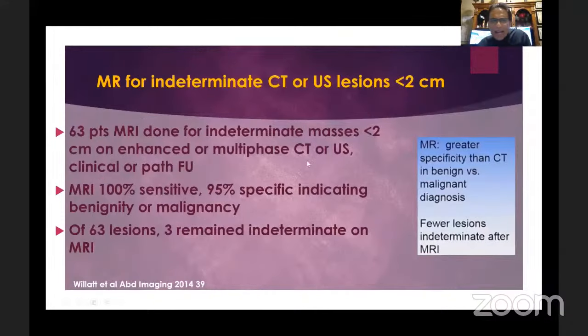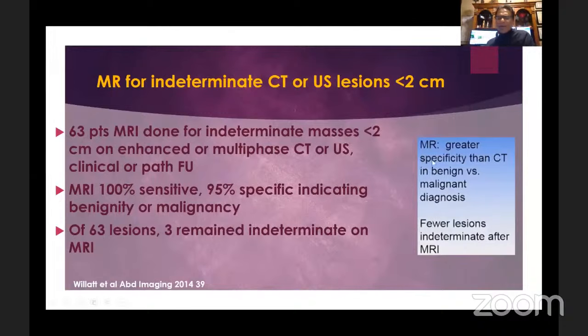Another study, which was published in Abdominal Imaging, had 63 patients with indeterminate lesions smaller than 2 centimeters. Of these 63 patients, MR was 100% sensitive. That means it diagnosed all those 63 patients. MR was 95% specific, indicating benign versus malignant lesions. Of these 63, only 3 remained indeterminate following MRI.